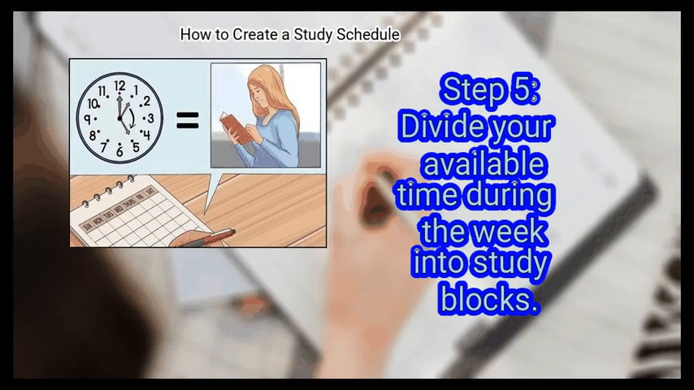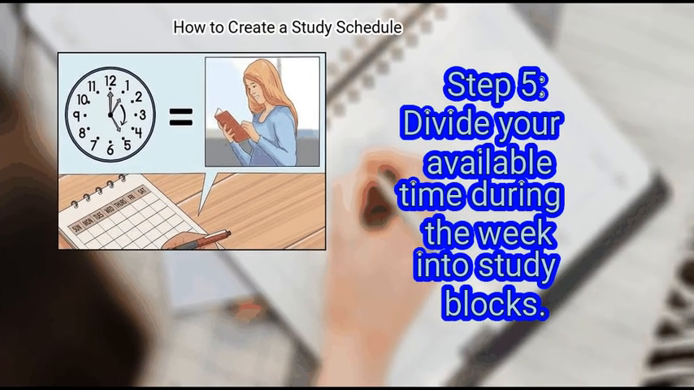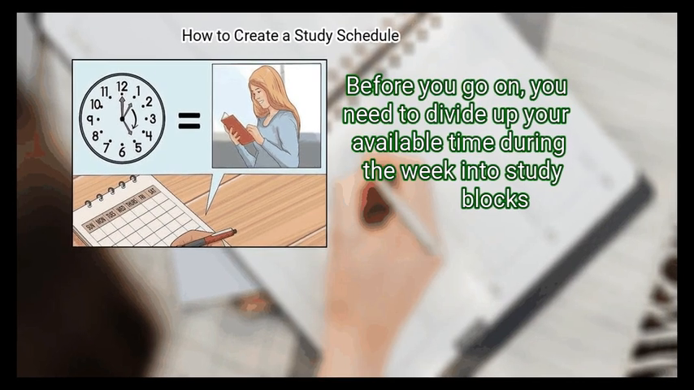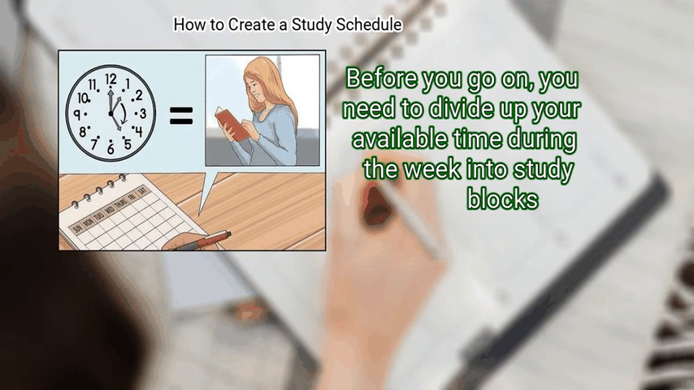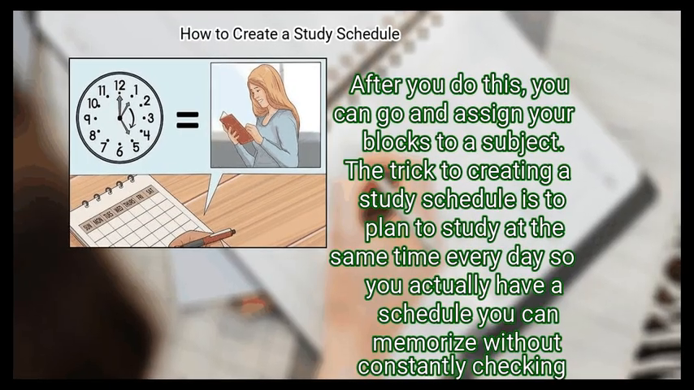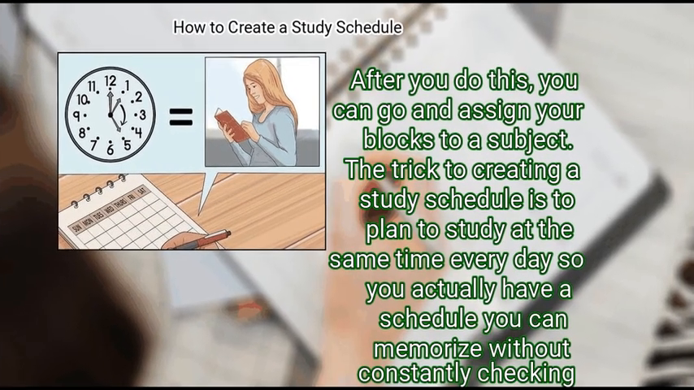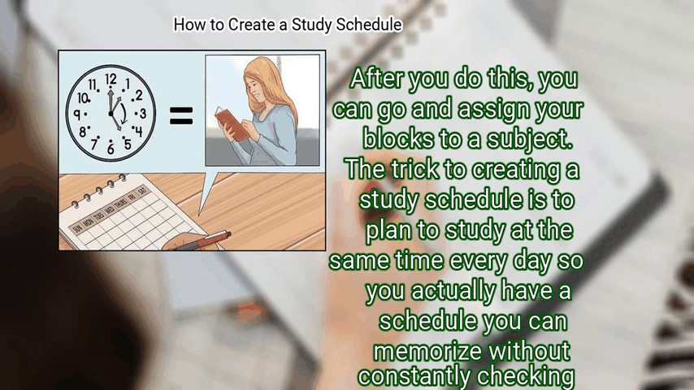Step 5. Divide your available time during the week into study blocks. Before you go on, you need to divide up your available time during the week into study blocks. After you do this, you can go and assign your blocks to a subject. The trick to creating a study schedule is to plan to study at the same time every day so you actually have a schedule you can memorize without constantly checking.